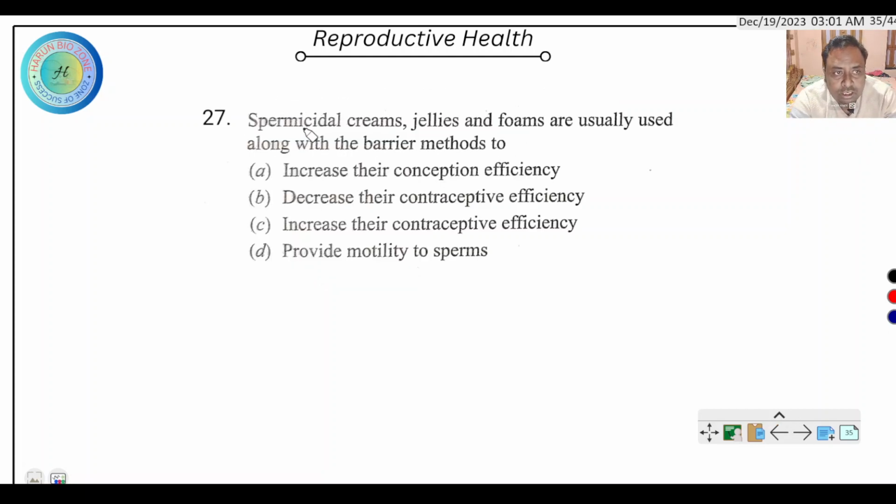Next question: spermicidal creams, jellies and foams are usually used along with the barrier method. That cream kills the sperms in the uterus. Spermicidal creams, jellies and foams are used by females along with the barrier method, the condom method, to increase their contraceptive efficiency. All these gels inhibit pregnancy, so all are contraceptives that increase their contraceptive efficiency.